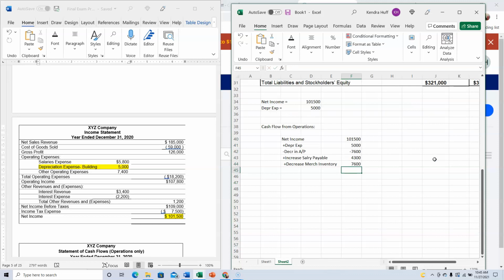I think that's it, and you just sum them up. And this is our increase in cash. You can do increase in cash flow from operations, or if you prefer, you can do net cash provided by operations.